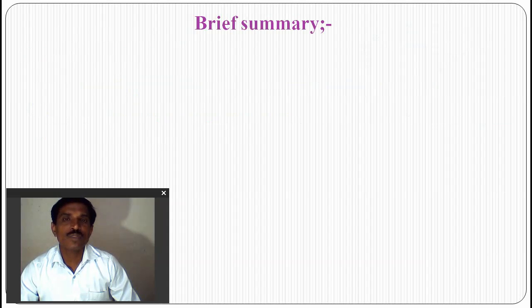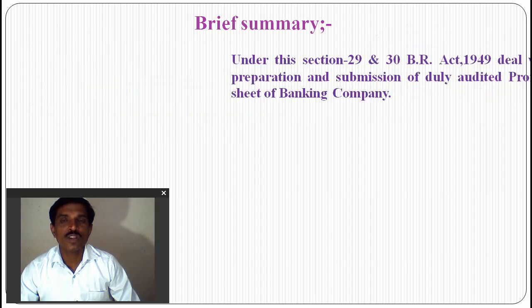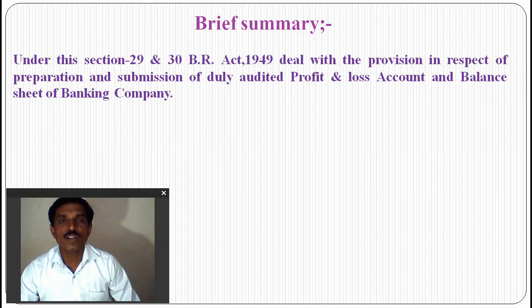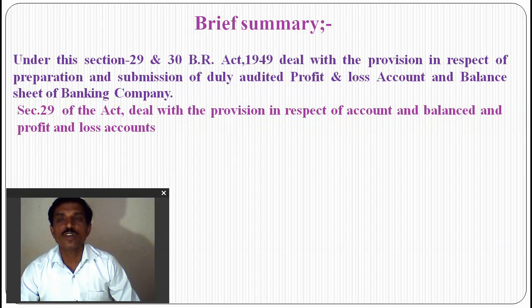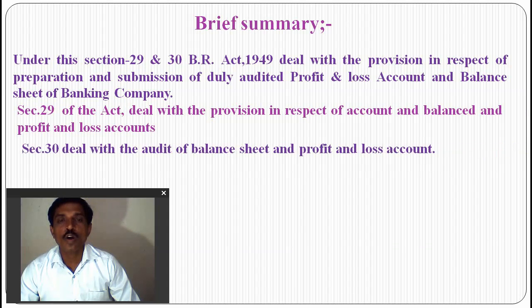So whatever we learn from this video: Sections 29 and 30 of the Act of 1949 deal with the provisions with respect to the preparation and submission of the duly audited profit and loss account and balance sheet of a banking company. So every banking company prepares its balance sheet and profit and loss sheet by the end of 31st March. Section 29 deals with the provisions regarding the balance sheet and profit and loss account, and Section 30 is about the audit of the balance sheet and profit and loss account.